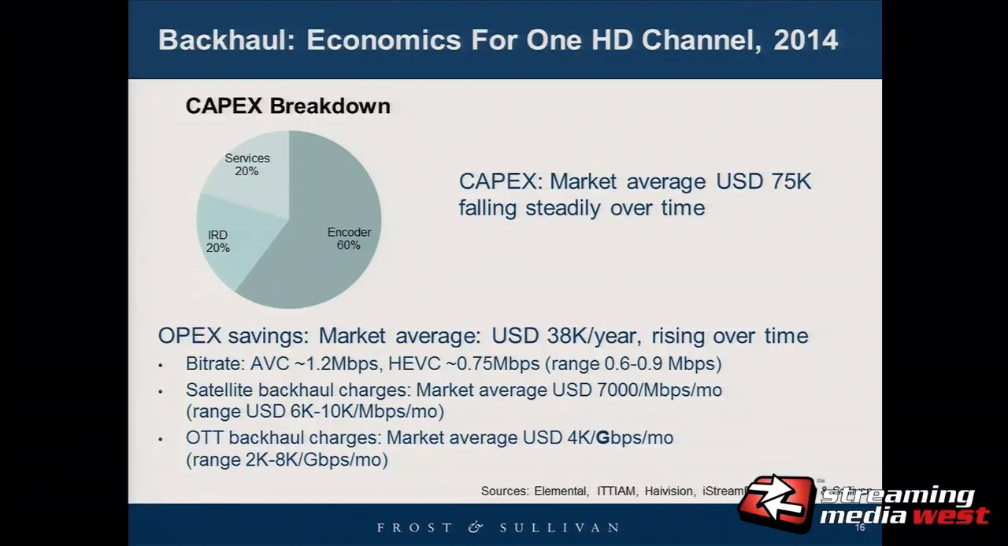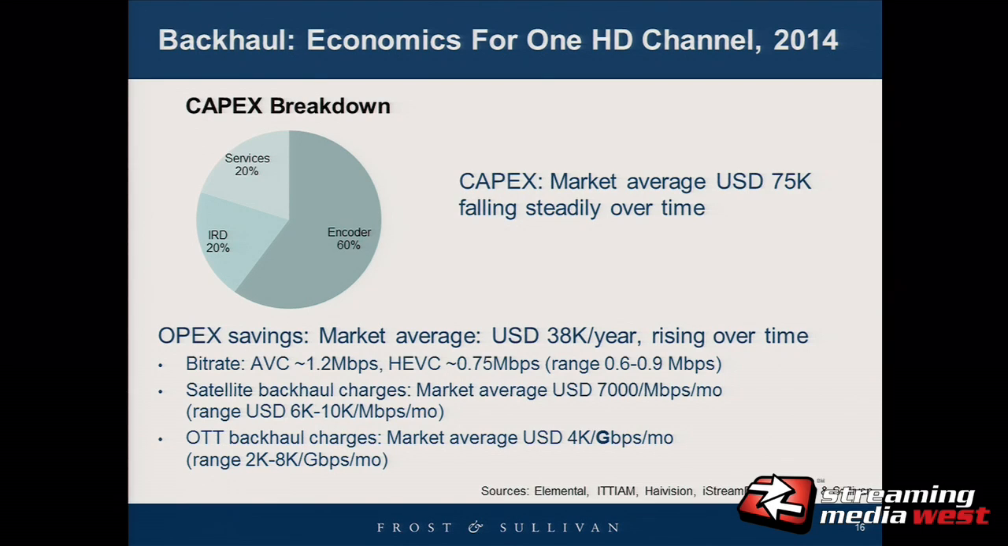If you look at the CapEx breakdown for upgrading that loop to HEVC, these are market average prices. HEVC encoder prices for one HD channel today range from 30 to about 65, 70K, depending on frame rate and latency and power and all that. But the market average is about 45K. The IRD is about a third of that, so 15K. And then you have professional services to integrate it and test it and get it running. That's a total of 75K.